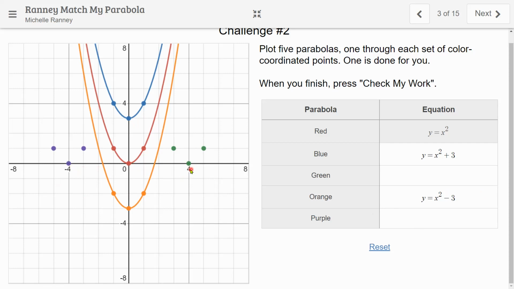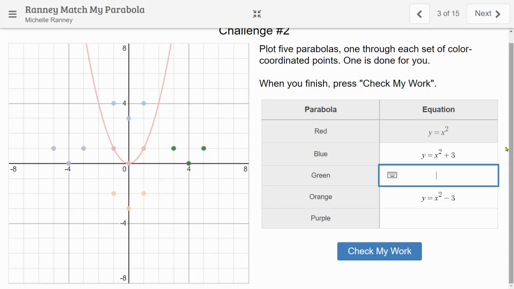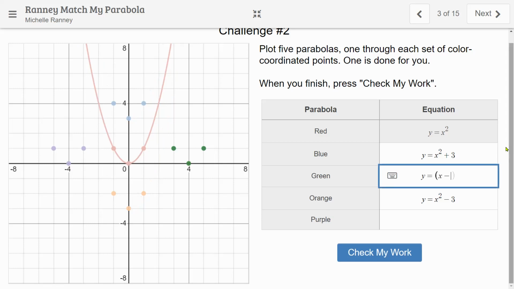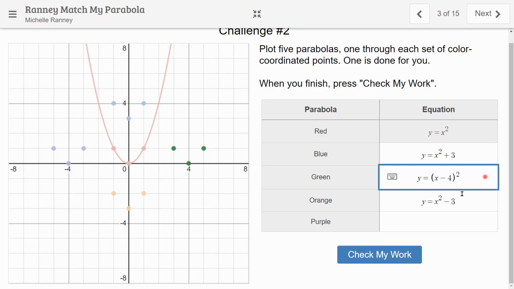Now, to move the green or purple one left or right, I want my 0 squared to be located right here. So basically, I want to get a square of 0 right here at 4. I have to adjust my x so that when I put in a 4, I get a 0 before I square it. So for the green one, I'm going to go y is equal to the quantity x minus 4 squared. Because if I put a 4 in here, 4 minus 4 is 0, 0 squared is 0. And so this is now going to be shifted over here.